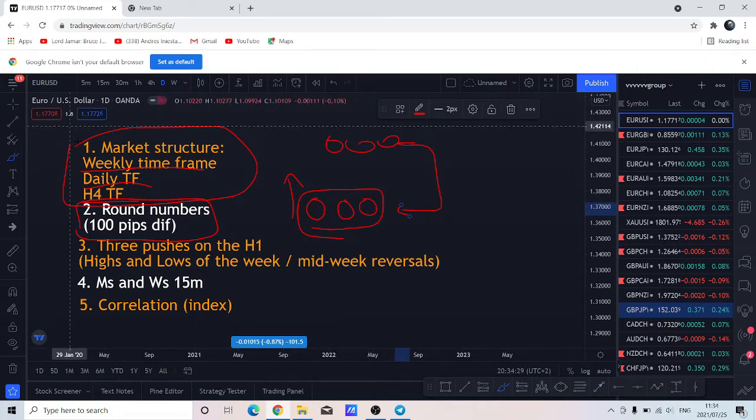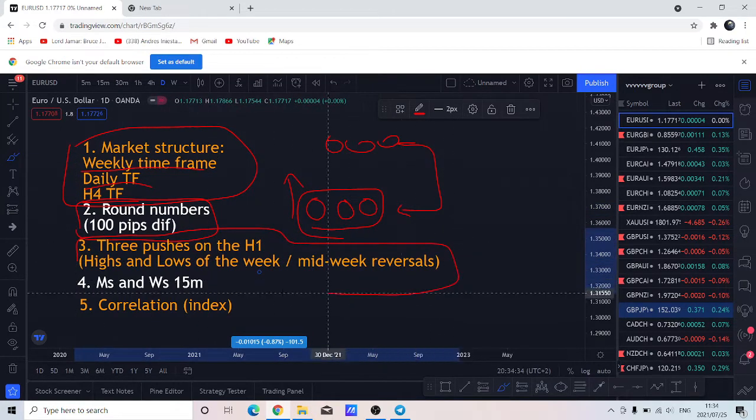And then I also jump into my H1 again and look at the midweek reversal zone, or the highs and lows of the week, not of the day, but of the week, because I'm a swing trader. I like to analyze the market from the high time frame so that whenever I enter, I'll be able to hold my trade for 2 days, 3 days, sometimes 5 days. It depends on the volatility of the market.